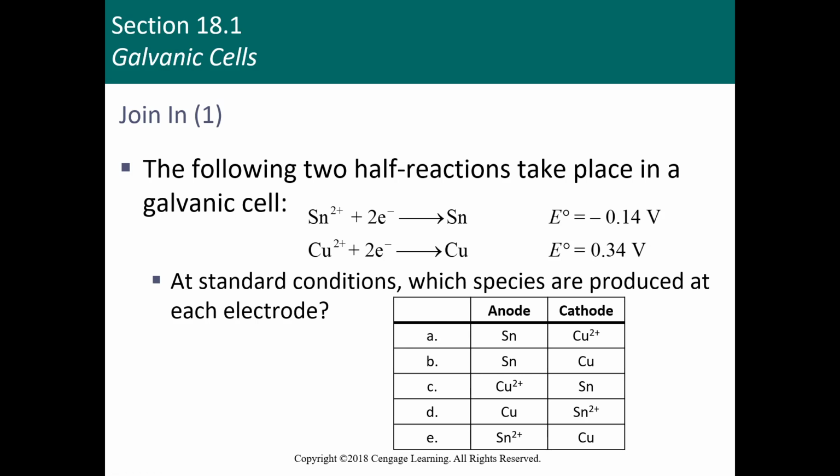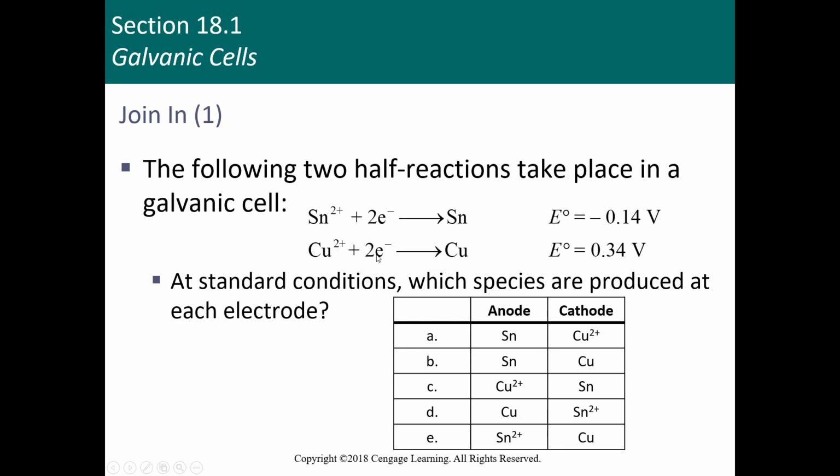The following two half reactions take place in a galvanic cell. At standard conditions, which species are produced at each electrode? Alright, so what you want to look at here is you have these cell potentials over here, and you need to get a positive cell potential overall for this, okay? So this value already is positive. You need this negative value to be flipped. Another way you can think of this is a larger positive number, and so you need to flip this one so you have something to strip electrons away from, right? Because we see that this one's energetically favorable to take on electrons.